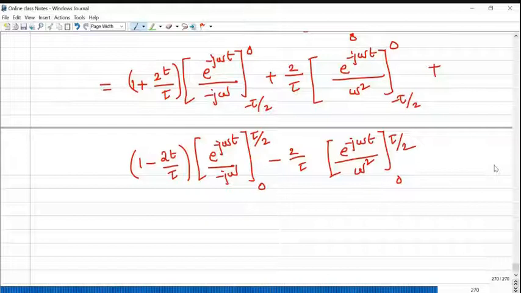So we'll continue the same problem in the next class. I think time is up. In unit 3, particularly Fourier series and Fourier transform, it involves a lot of integrations.